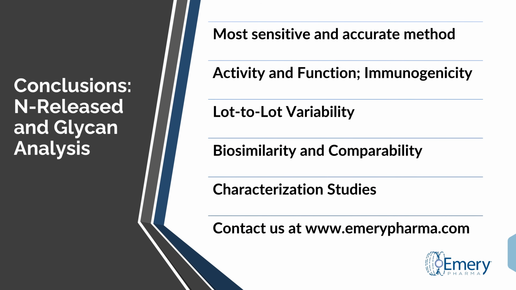In conclusion, the end release and glycan labeling LC-MS analysis is the most sensitive and accurate method for characterizing the glycan profile of proteins and mAbs. Since the glycan profile can affect the activity and function of the mAb, its importance cannot be neglected. This analysis is useful from early development up through to commercialization and is included in comparability and characterization studies.